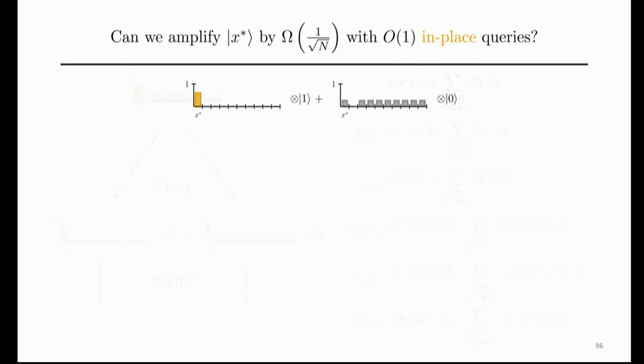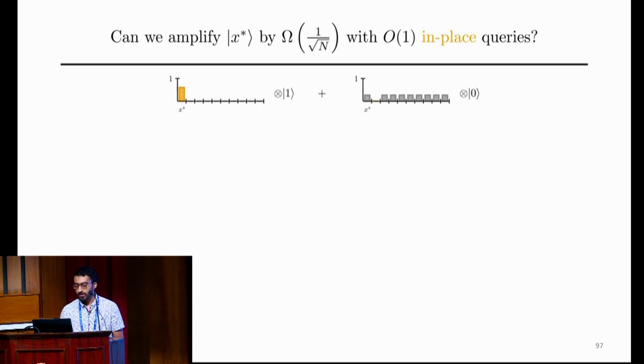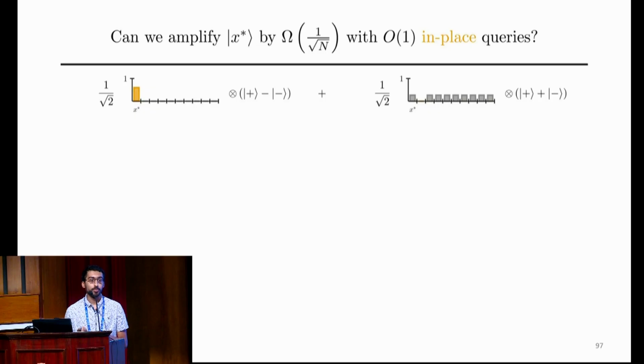And now let's zoom in on this state that we've arrived at and note that if we could just add these two bar charts together, then we would have achieved the desired goal, which is increasing the amplitude of x star by about 1 over root n. But how can we do this? Well, one thing we could do is we could try to interfere these two branches of the wave function. And so what we're going to do is we're going to look at the flag qubit in the Hadamard basis.